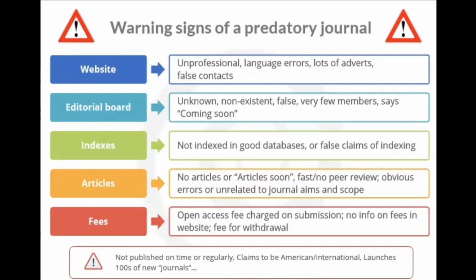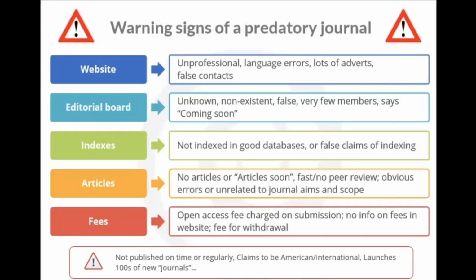The warning signs of a predatory journal: the website, the editorial board, indexes, articles previously published, and fees. Is the website professional? Does it have language errors? Lots of adverts? False contacts? The editorial board: does it contain people that you've never heard of, or non-existent people, or very few members? Or does it say coming soon? Indexes: is the journal indexed in good databases? Or does the journal make false claims about indexing?